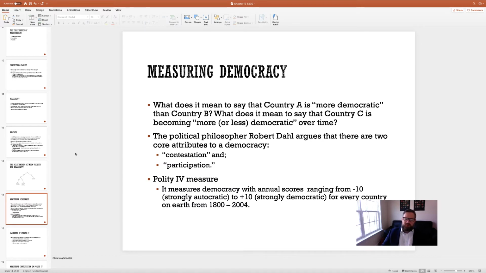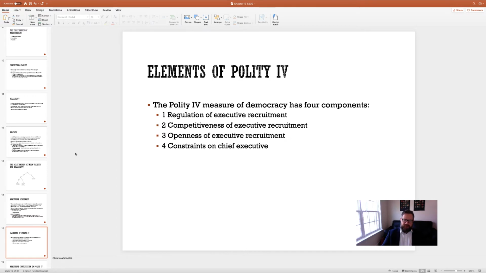Okay, so with the Polity 4 measure, and with the Polity measures in general, the other subsequent ones that came out after 2004, what they were trying to capture was how democratic a nation is and how we can track it over time. And to do that, they set out to measure these four things. Okay, one, regulation of executive recruitment. So how are people in the executive branch recruited? Like, how are they brought to the point at which you see them on a ballot?